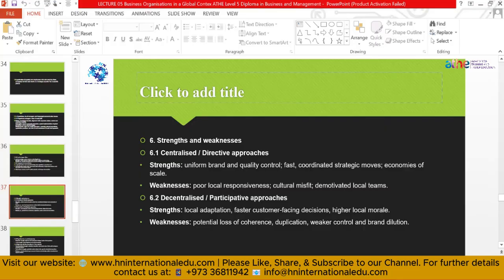Decentralized participative approaches. Strengths: local adaptation, faster consumer-facing decisions, and higher local morale. Why is it a strength? Because we're able to ask questions from them and take decisions accordingly. However, potential loss of coherence, that is ambiguity, unity, duplication of work, weaker control, and brand dilution, because everyone is participating. So you are losing the control. You don't have the autonomy anymore.